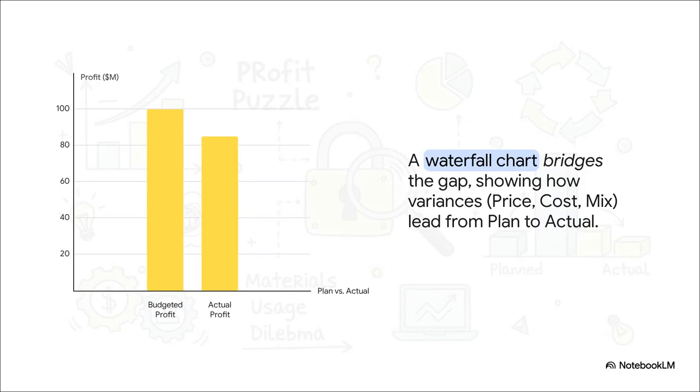And the absolute best way to do this is with a waterfall chart, which we often call a bridge. This thing is the gold standard. It visually walks everyone from your planned profit on the left, and then it shows how each variance, the price, the cost, the volume, and that all-important mix variance either helped or hurt, until you land on your actual profit on the right. It tells the entire story in one single powerful visual.